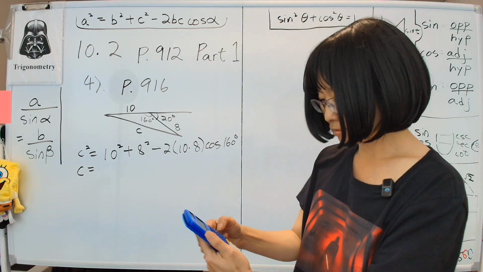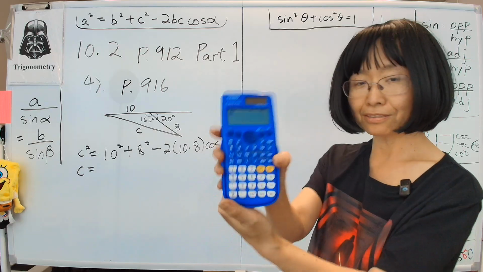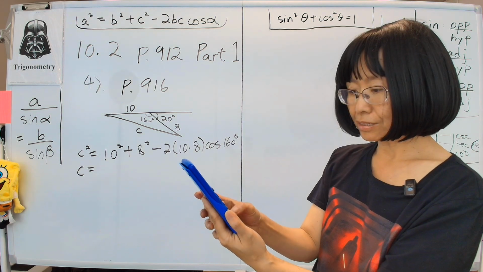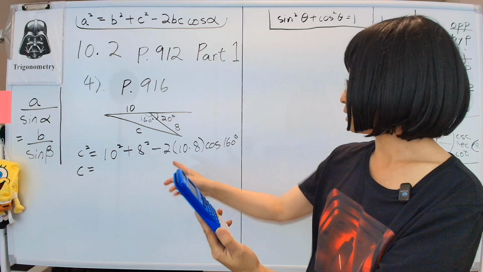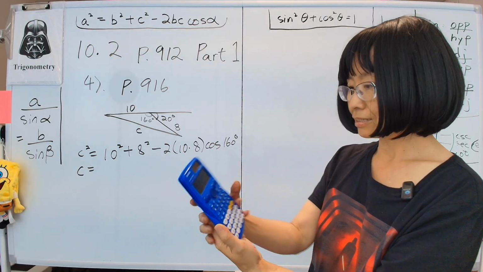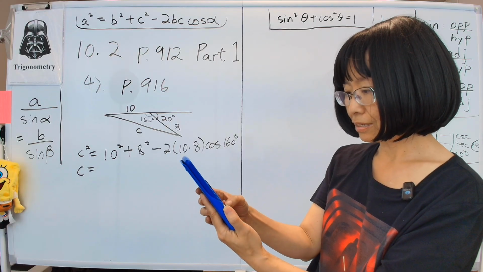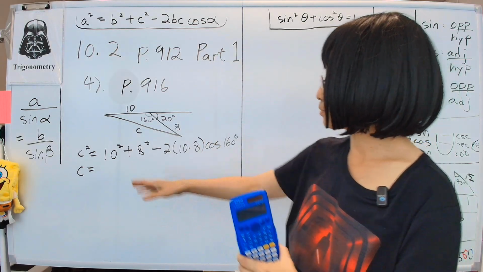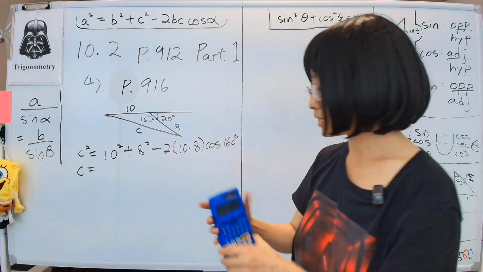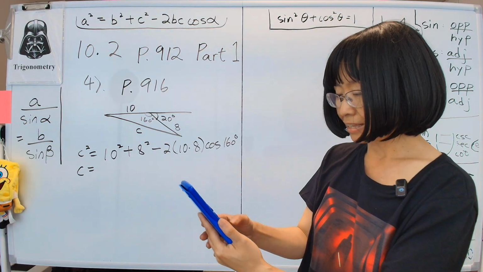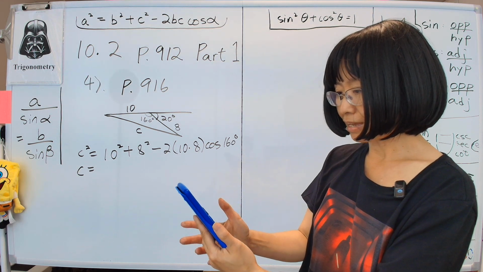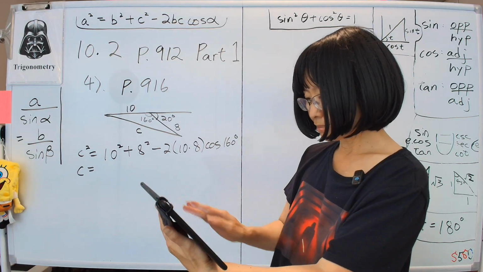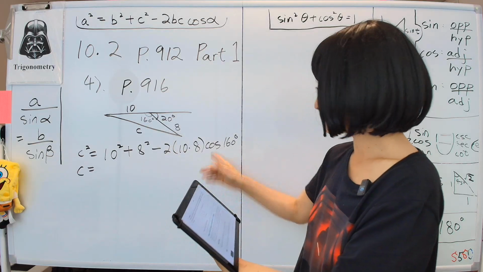First, clear the calculator. We'll start with pushing the square root, and type everything inside. First we have 10 squared, which is just 100, plus 8 squared is 64, minus 2 times 10 times 8, that's 160. I'm just going to type that in, and then times cosine of 160 degrees, close the parentheses. I just typed everything in because the book happens to give us some very comfortable numbers, as long as I don't make a mistake. So I got c equal to 17.7. Let's see what the book says. Is 17.7 okay? Yep, it is correct. So that's that.